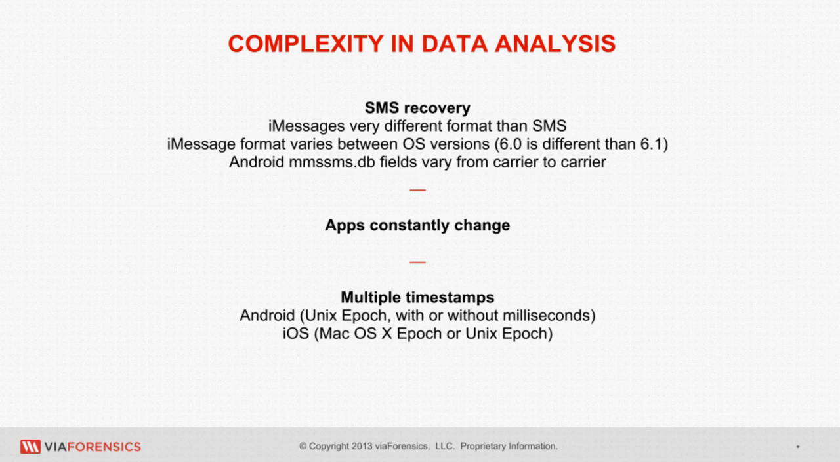iOS uses something that's either Mac OS X Epoch or Unix Epoch. It uses both. So you can see two different date fields, and you have to know which one you actually want to transpose. I believe Mac OS X Epoch is actually timestamped from 2001, whereas Unix Epoch is 1970.